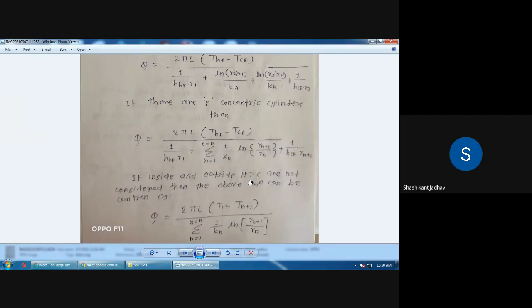In the next lecture, we will solve heat conduction through the hollow sphere. Now we saw it for the cylinder, and after that for the composite cylinder. In the next lecture, we will derive the equations for the sphere and then for the composite sphere.